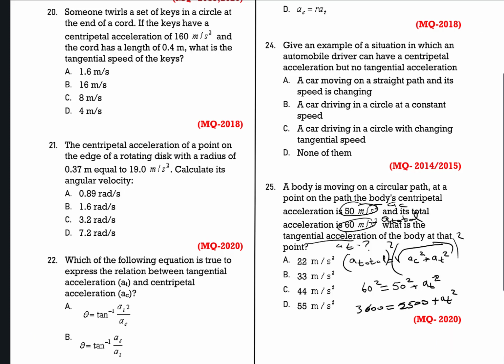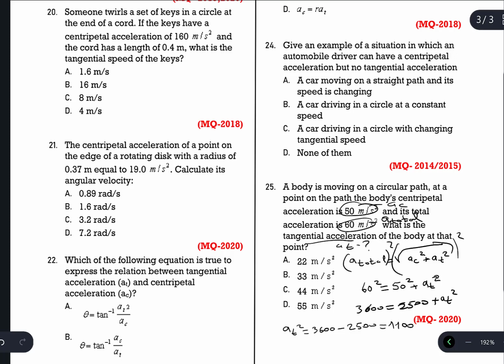When we transfer 2500 to the left side, AT squared is going to be 3600 minus 2500. So it's going to be 1100. When we get the root of 1100, it is 33. So AT, the tangential acceleration, is going to be 33 meter per second squared.